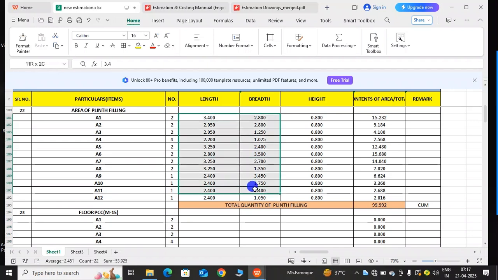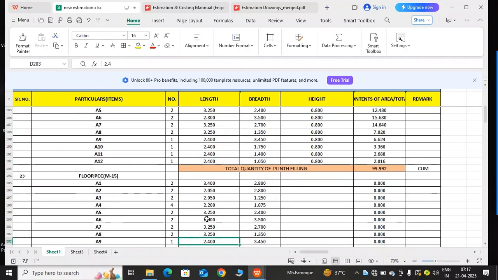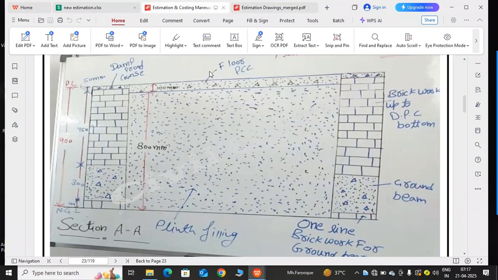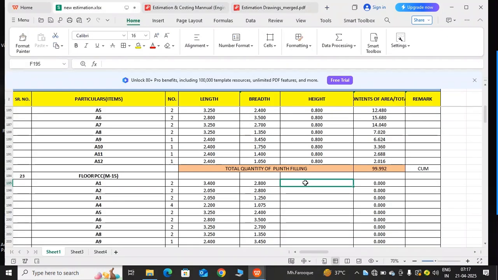Both of them are the same. The length, Control C and Control V. Only the height is different. What is the height of floor PCC? I'm coming here to the manual. Look at this. The height of floor PCC is 100 mm. So I'm writing here 100 mm.